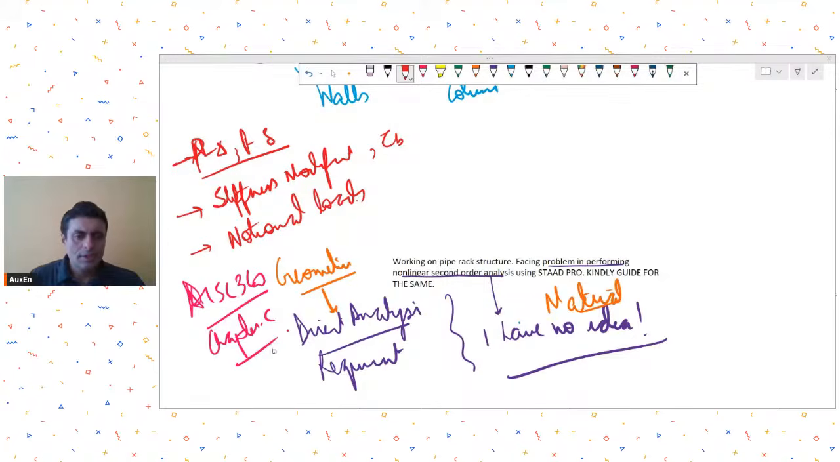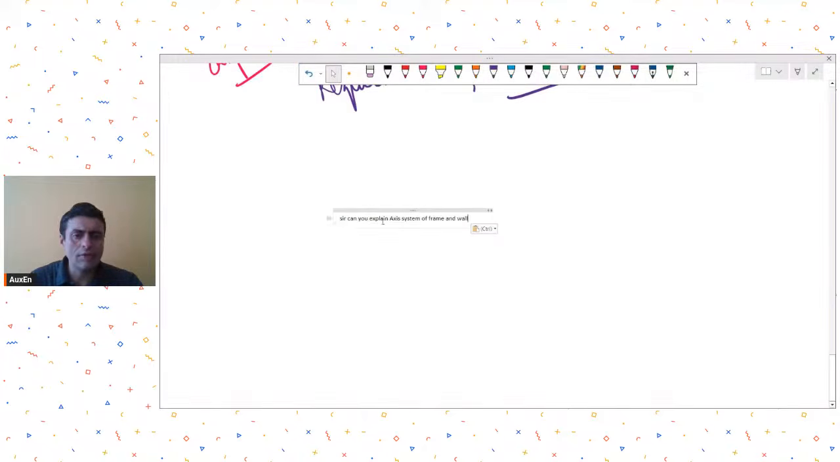So this was engineer Abhijit, and then we have the next question from engineer Hassan Intikhab. He is joining us from Darbhanga. He had asked the question related to the eigenvector and Ritz vector. He is asking, can you explain the axis system of frame and walls?